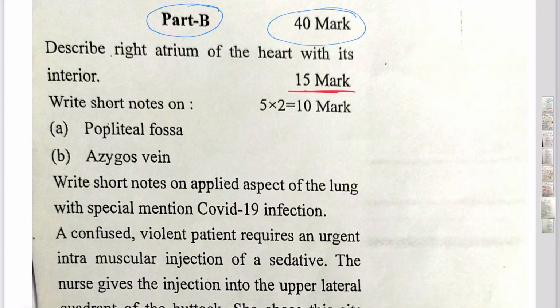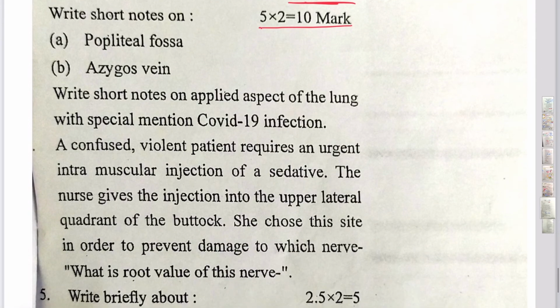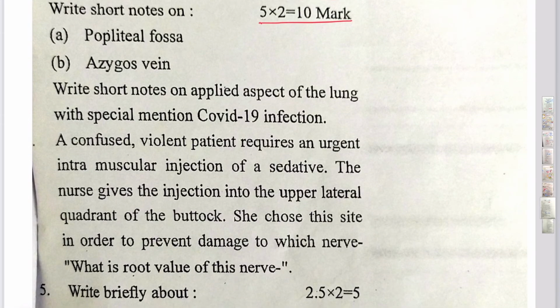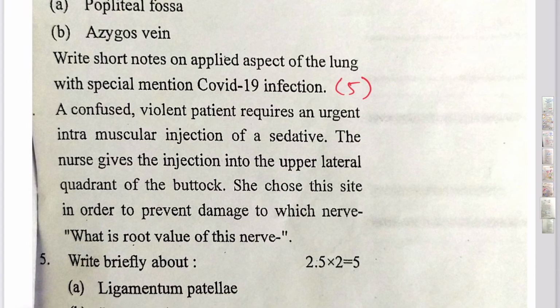Then there were short notes on popliteal fossa and azygos vein, 5 marks each. There was this question: write a short note on applied aspect of the lung with special mention on COVID-19 infection. This was also 5 marks. This is a clinical type question.